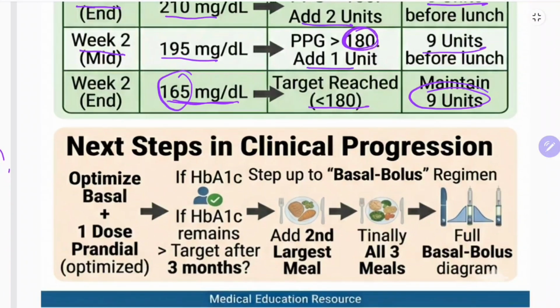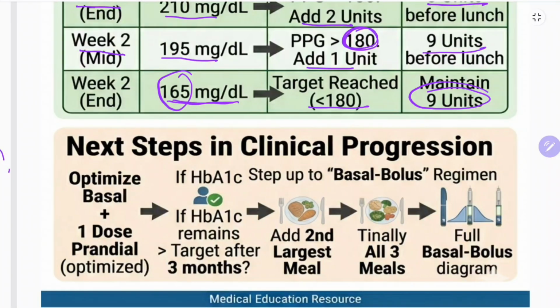Now the next step is, again after 3 months you will calculate the HbA1c, and if the HbA1c has met the target, then maintain the prandial dose before lunch and the basal insulin dose. If it is still not met, then you will add prandial insulin to the next largest meal of the patient. Here the first largest meal was lunch, next it will be the morning meal. Again, if it is still not met, then it will go to the evening. That's how we proceed.